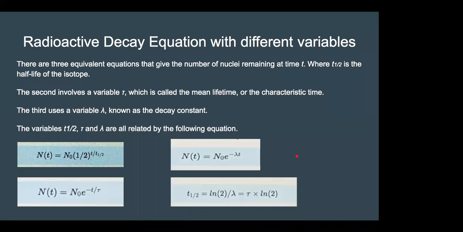Regardless of which variable or version of the equation we use, the function is always a negative exponential, meaning it never reaches zero. For each half-life that passes, the number of nuclei is halved, becoming smaller and smaller, but never vanishing. This is what happens mathematically.